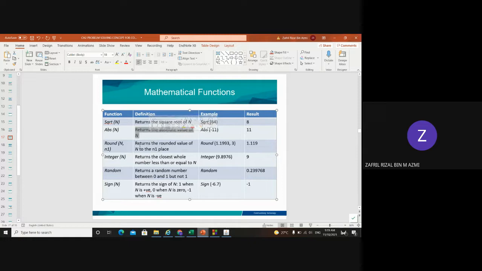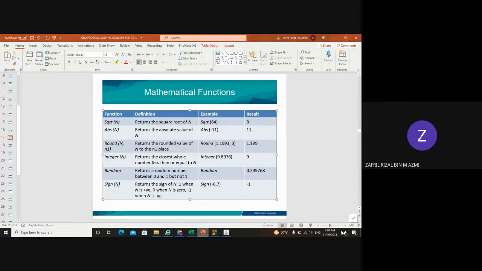Okay, for example, if you want to round up a real value to a specific floating point position, for example this one, 3.1 2 3, it will round up to 199, I think, something like this.